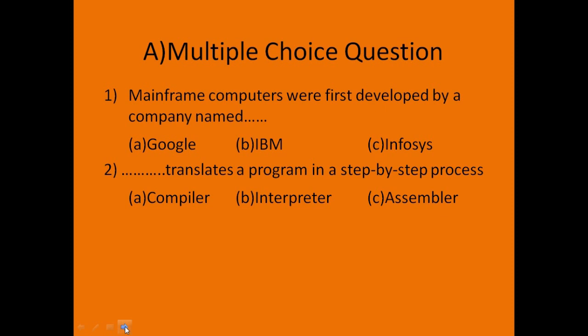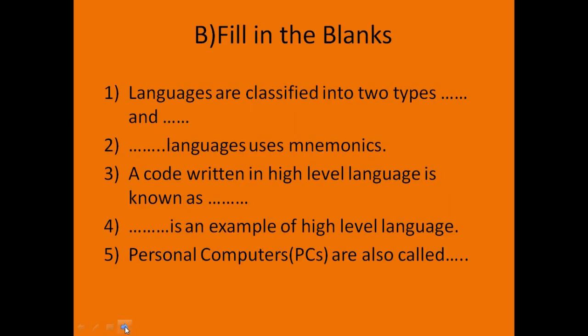Number 2, dash translates a program in a step-by-step process. Compiler, interpreter, or assembler. So out of the 3 options, you have to tick the correct one. So this is about multiple choice questions. The second exercise is about fill in the blanks. You have a dash. You have to fill the dash with appropriate words. Like question 1, languages are classified into 2 types. What are the types of languages? Dash and dash.